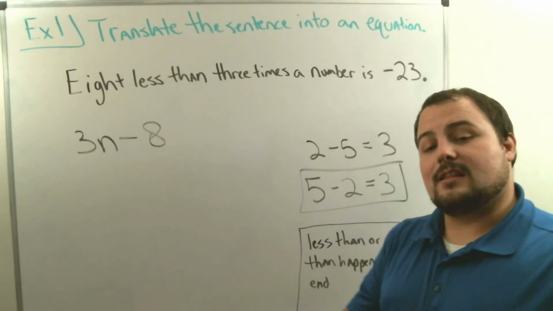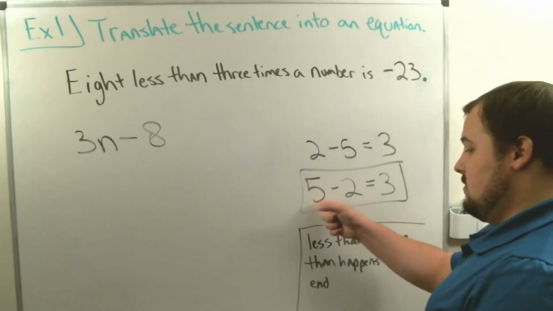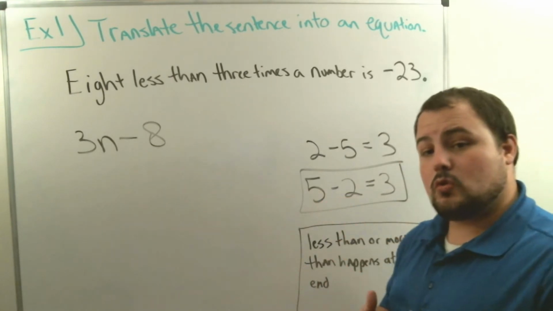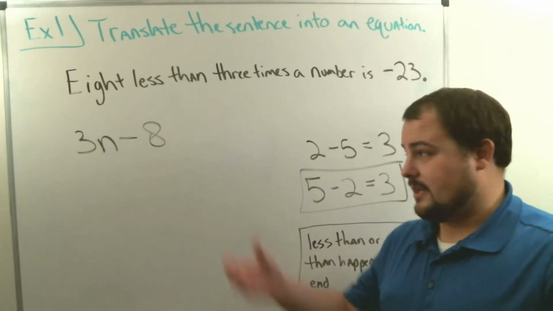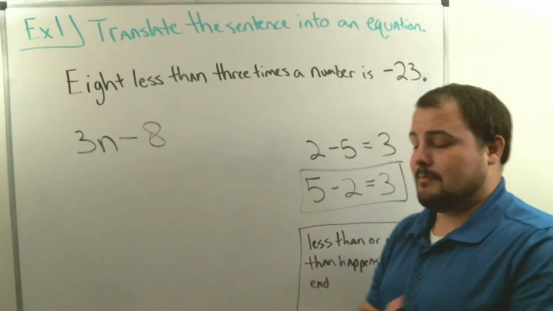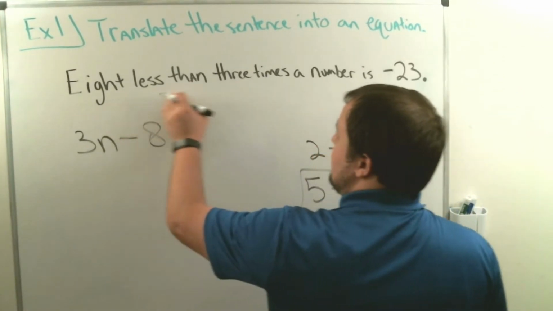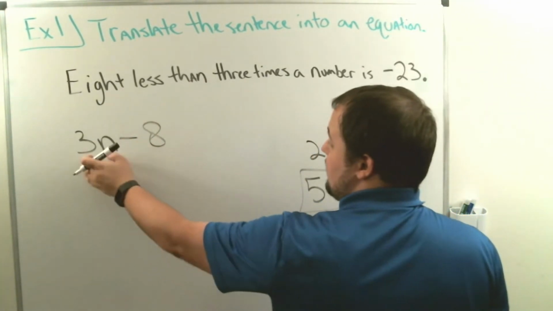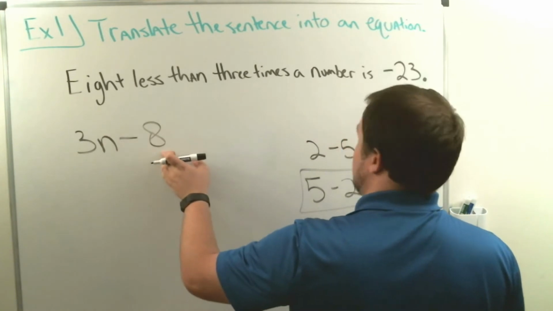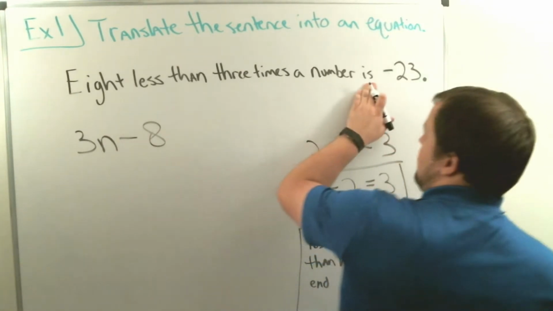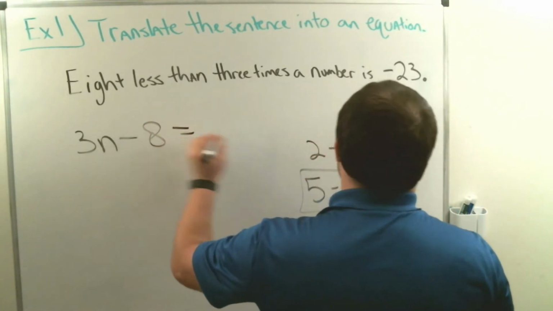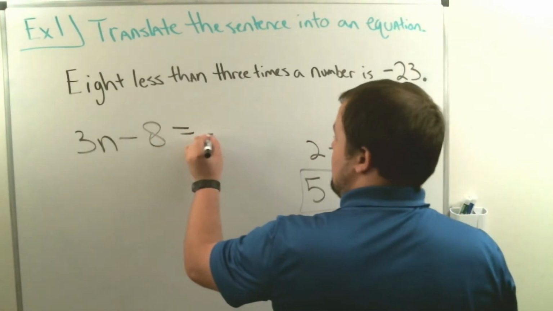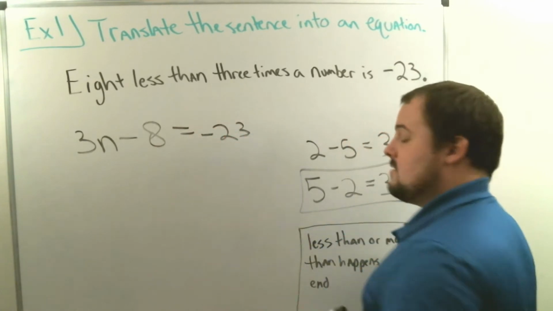If I have 2 less than 5, I'm taking 2 away from 5. The words "less than" or "more than" happen at the end. This has happened at the end of the problem. So, 8 less than 3 times a number is 3 times a number minus 8, because we're taking 8 away from it. The word "is" in mathematics typically means equals. So it equals negative 23.